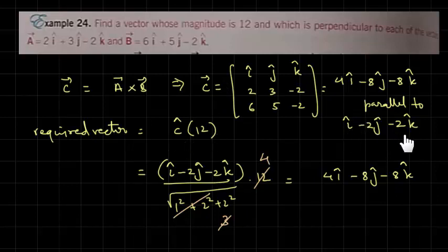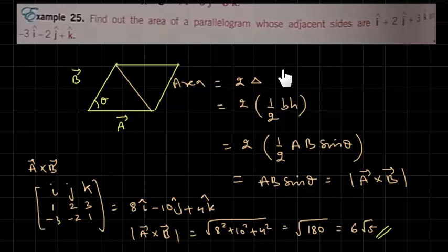So what is c cap? It is c vector divided by magnitude of c vector. So it is c vector divided by magnitude of c vector, times 12. So comes out to be 4 i cap minus 8 j cap minus 8 k cap. So incidentally it is same as your c vector in magnitude and direction also.